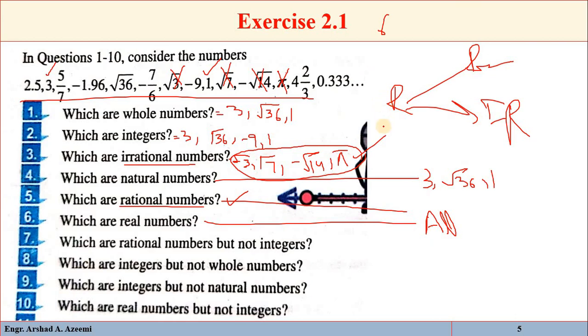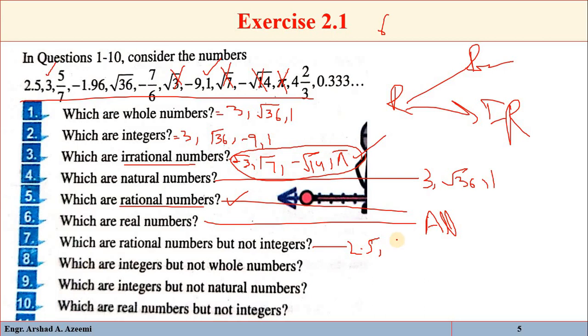So the sum of the rational and irrational is a real number. Okay, so all of the given numbers are rational. Which are rational numbers but not integers? See, 2.5 is a rational number, but it is not an integer. It is not a positive or negative whole number.